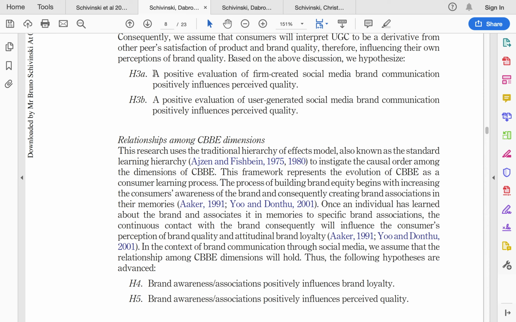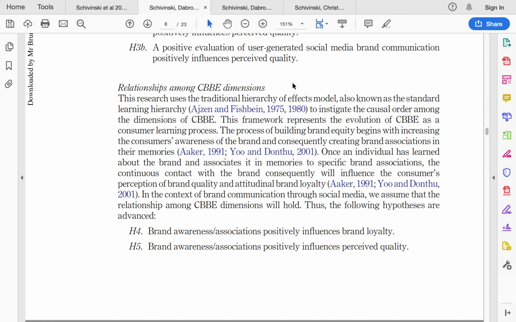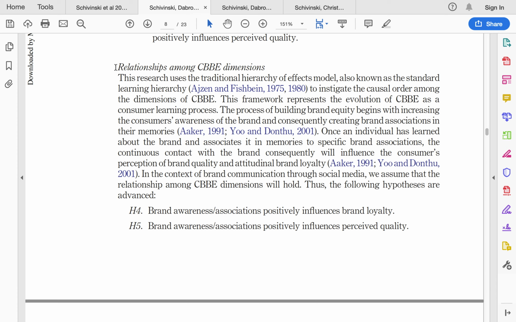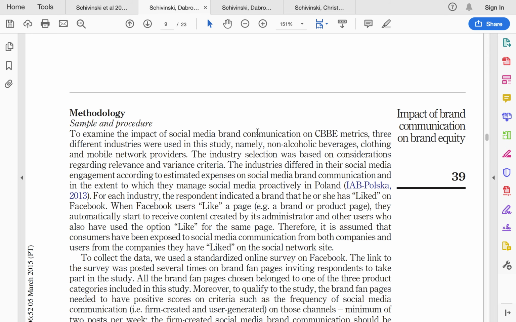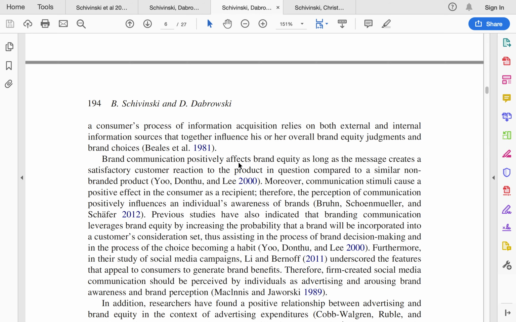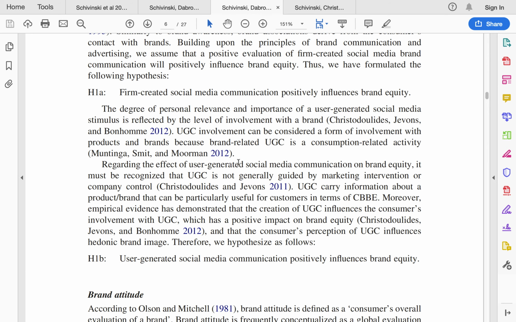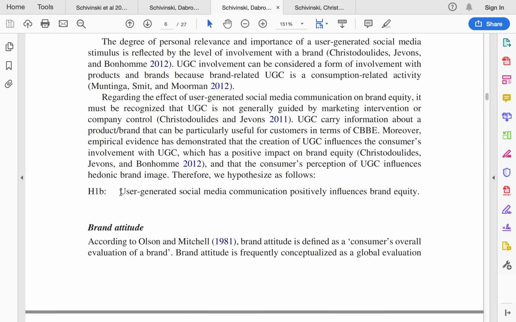Take a look here. Positive evaluation of firm-created social media brand communication positively influences perceived quality. Okay? If you have other relationships, you're going to be discussing them. And that's it. If you get other papers, same story. Take a look here. User-generated social media communication positively influences brand equity. Another paper.